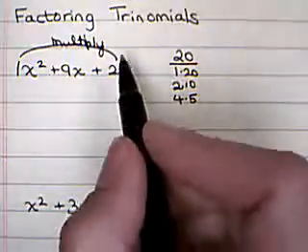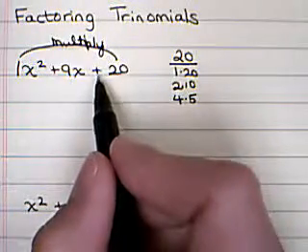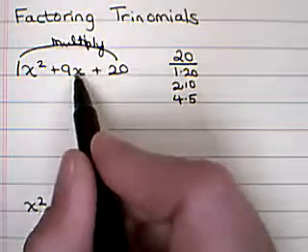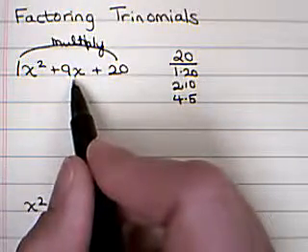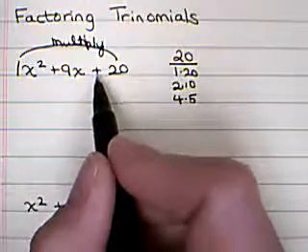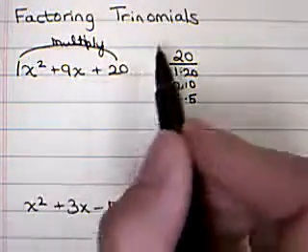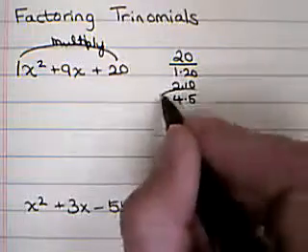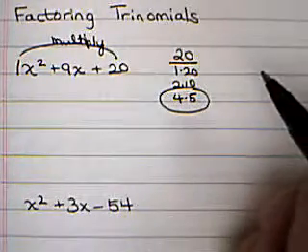So what I need to do is look at my second sign. If my second sign is positive, then I want to add to get the middle coefficient. If my second sign is negative, I want to subtract to get my middle coefficient. So in this case, I need to add to get 9. So I have a pair over here, 4 and 5 will actually add to give me the sum of 9.